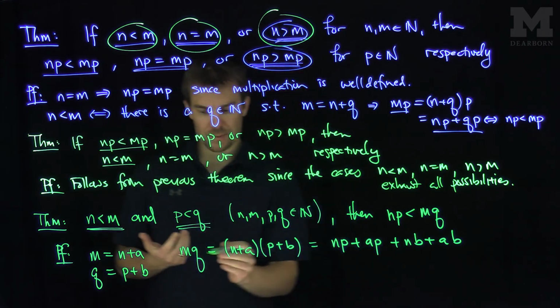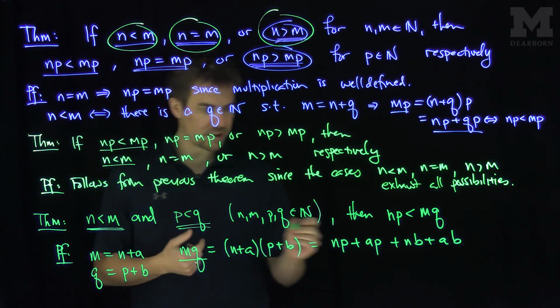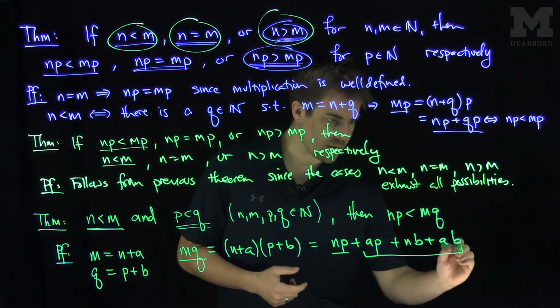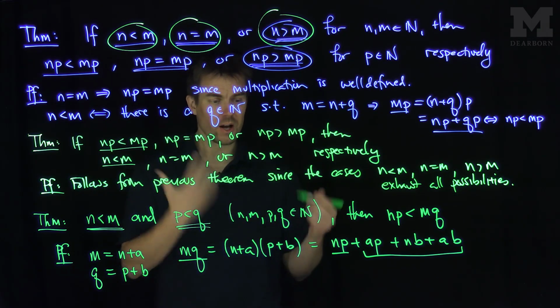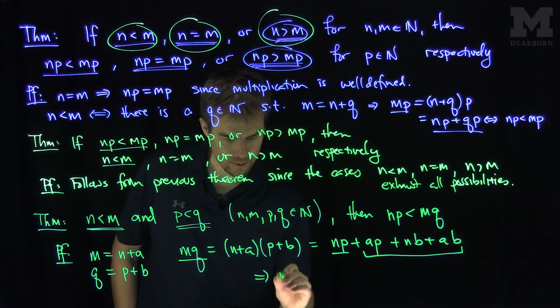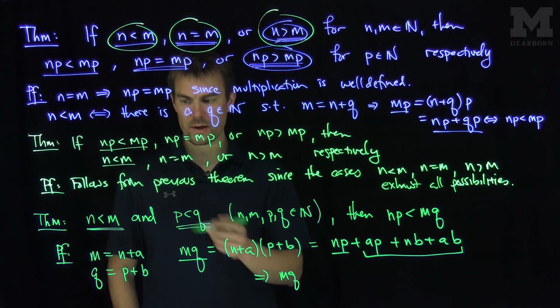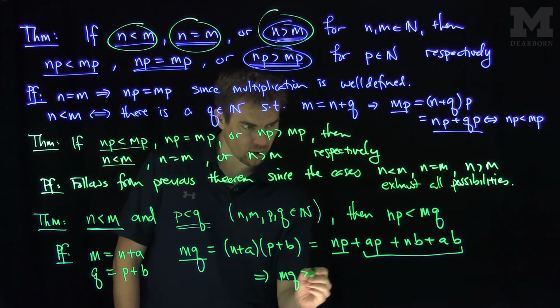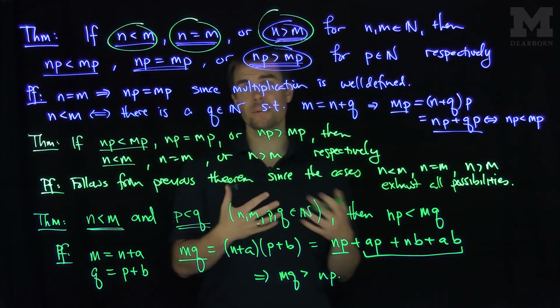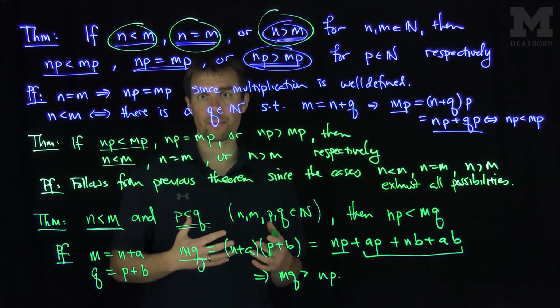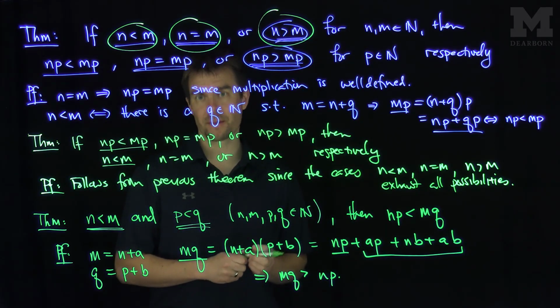Now what that tells me is that mq is equal to np plus another natural number, a combination of multiplications and additions. So mq is larger than np, and that gives us our result. So these summarize the fundamental ordering properties of the multiplication operator over the natural numbers. Thank you very much.